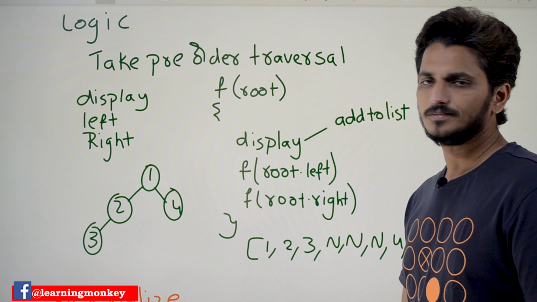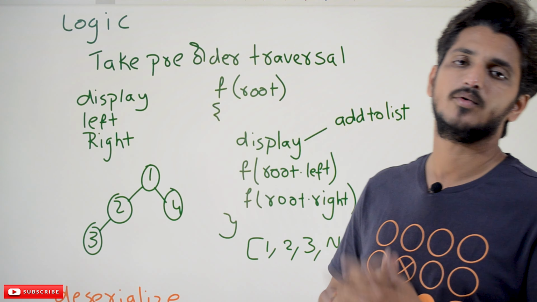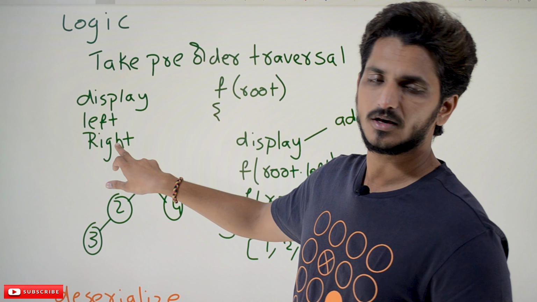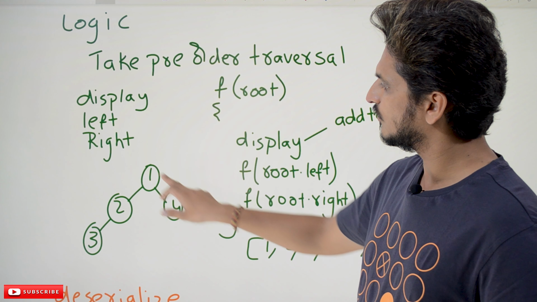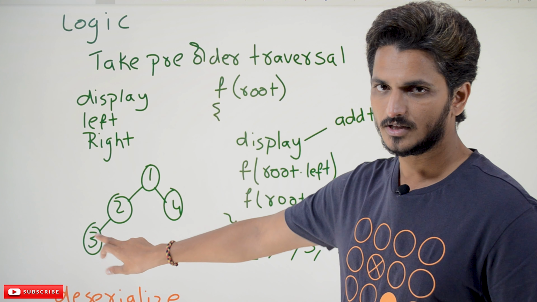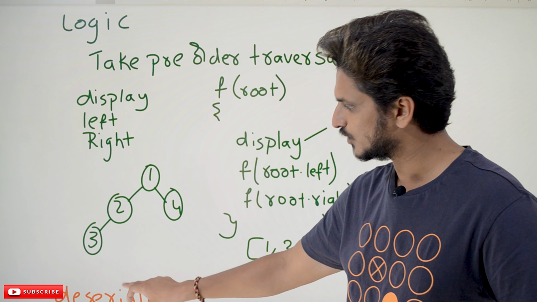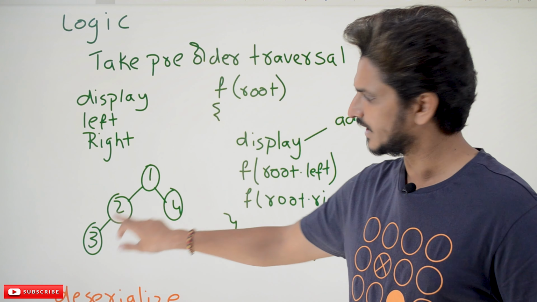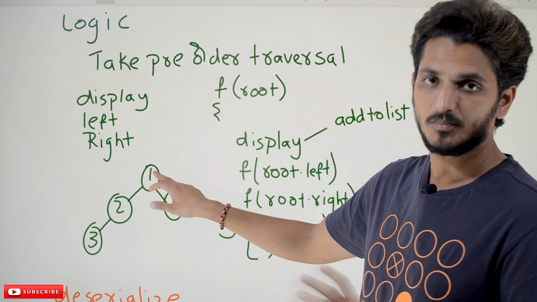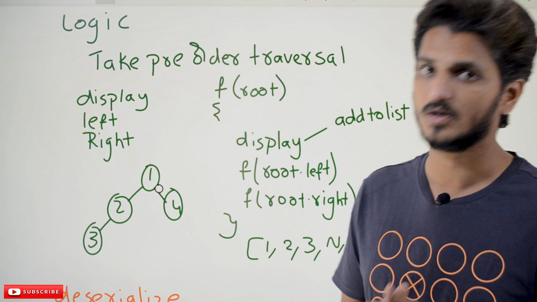Coming to the logic, take a preorder traversal. What does preorder traversal mean? Display, then move to left, then right. If you take this binary tree, 1, display it, then move left. 2, display it, then move left. 3, display it, then move left. Nothing. Completed, then move right. If the left is completed, then move right to the second node. If the left subtree is completed, then move to the right of the first node. That is how preorder traversal works.